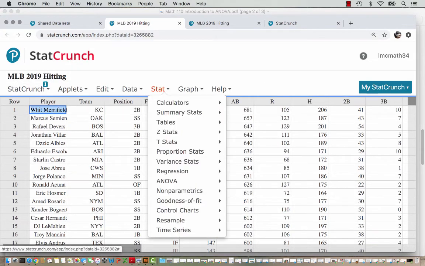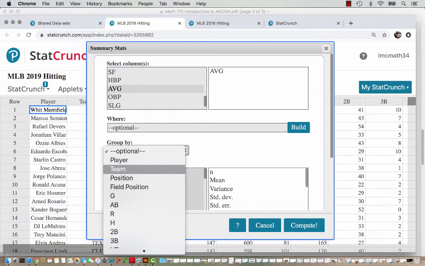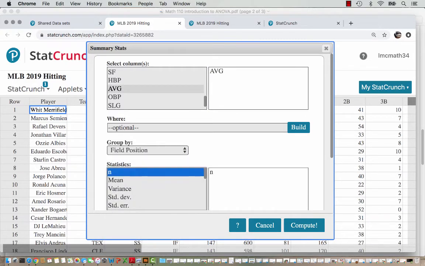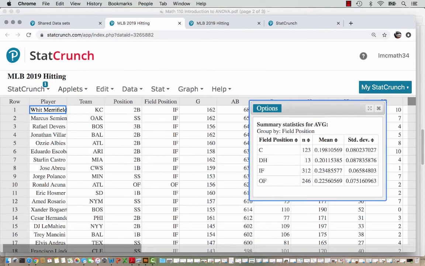So we will go to summary stats, columns. So we want the batting average, that's AVG. And then we want to group by the field position. And we just want the sample size, the mean, and the standard deviation. So I'm just going to use the Control or Command key to highlight just those statistics.